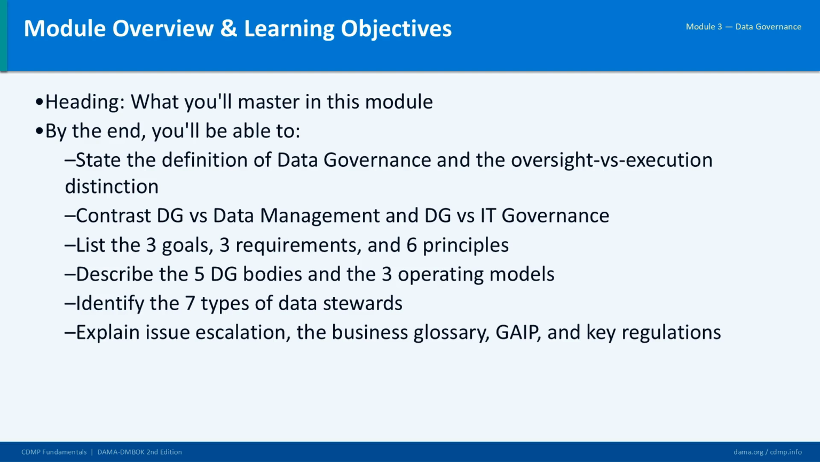Here's what you'll walk away with. You'll be able to state the definition of data governance and explain the crucial difference between oversight and execution. You'll contrast data governance with both data management and IT governance, two distinctions the exam tests relentlessly. You'll know the 3 goals, the 3 requirements, and the 6 principles. You'll be able to describe the 5 governance bodies and the 3 operating models, identify the 7 types of data stewards, and explain issue escalation, the Business Glossary, the GAIP principles, and the key regulations. That's a lot, but it's all high value. Let's dive in.